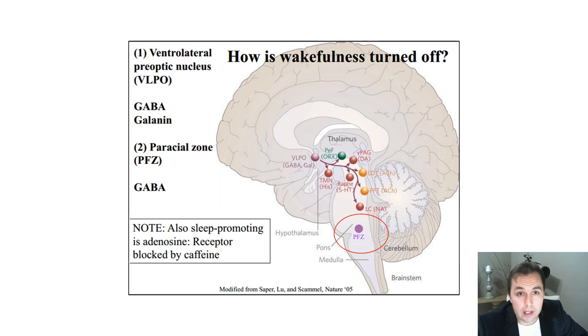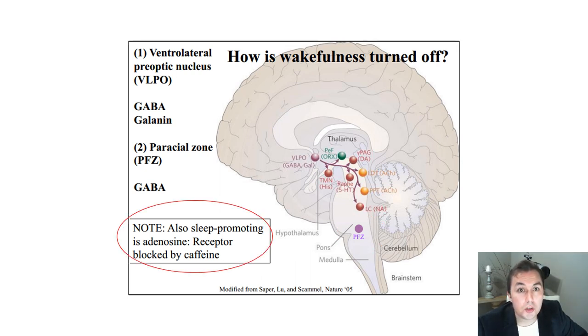Recently, a new sleep-promoting center was identified in the brainstem at the junction between the medulla and the pons, and this is known as the parafacial zone. How the parafacial zone connects to these wake-promoting neurons and interacts with them is still an active area of research. The key thing to remember is that both of these nuclei use the classical neurotransmitter GABA to control their activities.